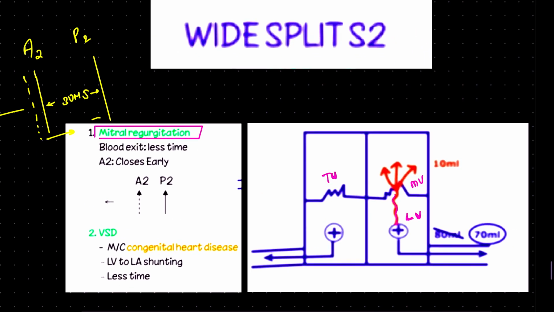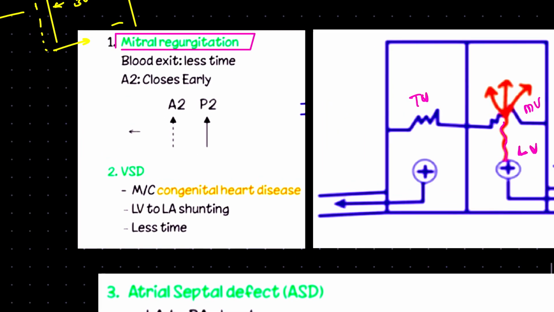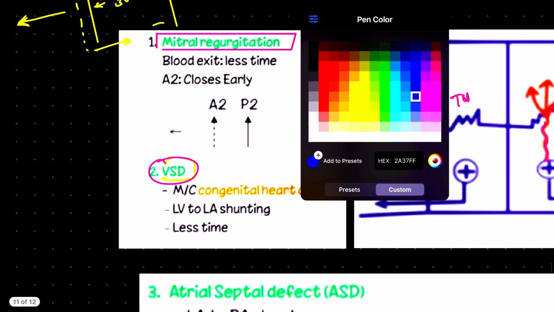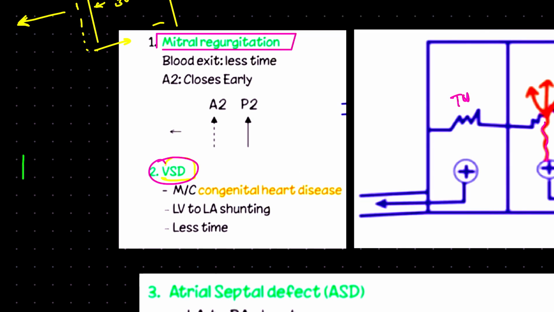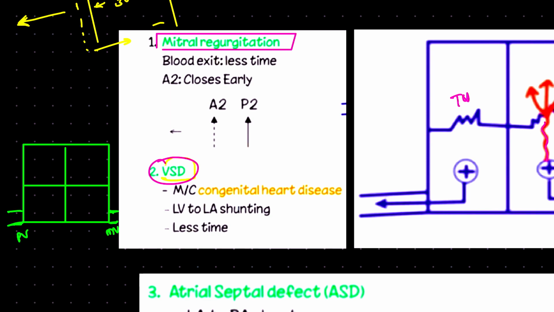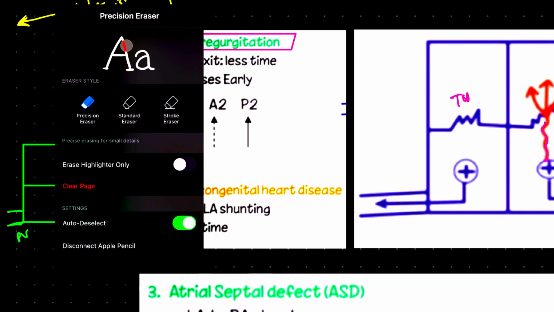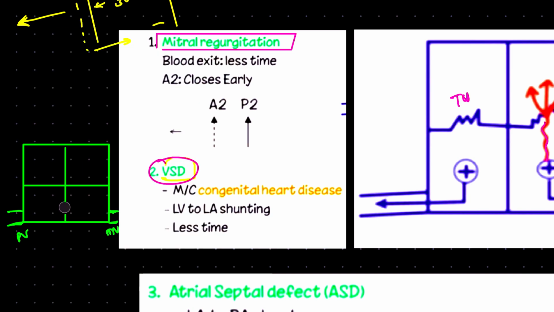Now similarly, another condition is ventricular septal defect. In the case of ventricular septal defect, let's take one example. Let's suppose the same diagram we are drawing right here. The above ones are the atria, and the below ones are the ventricles. We have got the pulmonary valve right here and the mitral valve right here. Here we have got a ventricular septal defect.